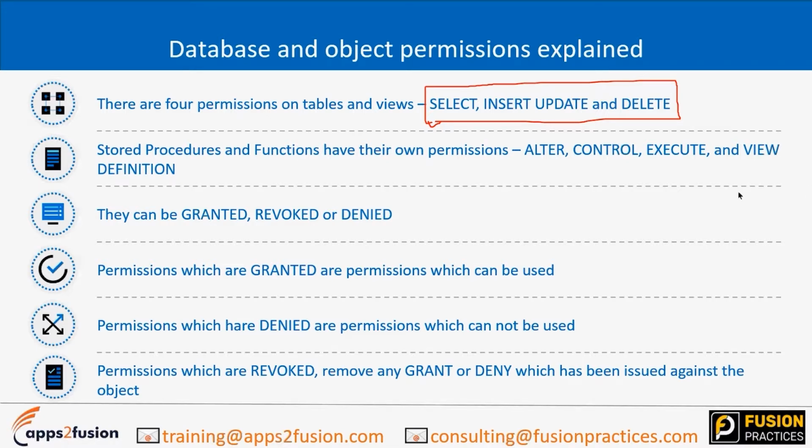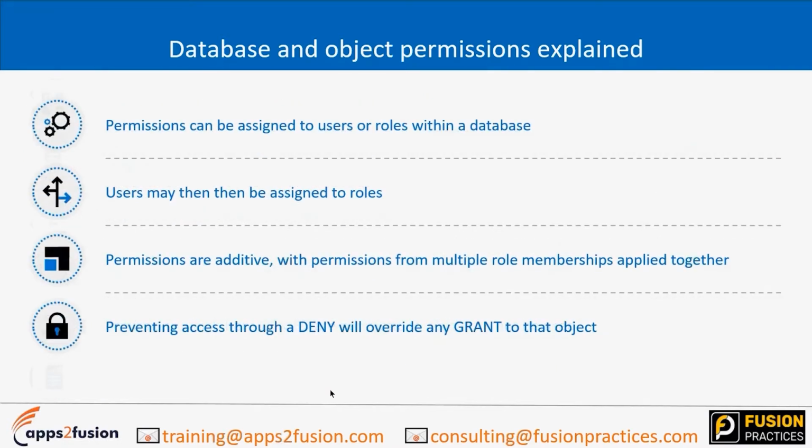Okay, view definition is a permission which will allow the users to see the definition of the view or stored procedure. Definition means the schema. It can see how the stored procedure is created, and the schema of it, if you have the view definition permission. Permissions which are granted are permissions which can be used. Permissions which are denied are permissions which cannot be used. Permissions which are revoked remove any grant or deny which has been issued. So revoke means it will completely revoke the permission. Deny means the user cannot use that authorization. And grant means granting the permission.